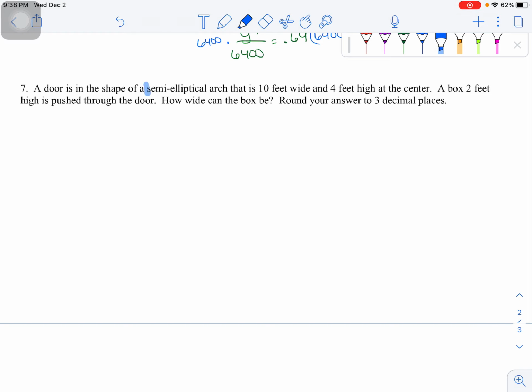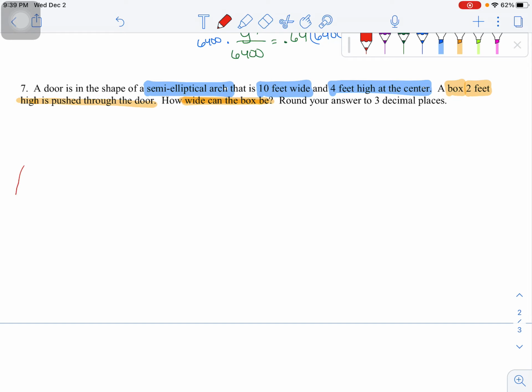I think this whole page was semi-ellipses, which is okay. All right, so a semi-elliptical arch. Okay, so that is 10 feet wide and 4 feet high at its center. A 2-foot box is pushed through the door. How wide can the box be? Round to 3 decimal places.